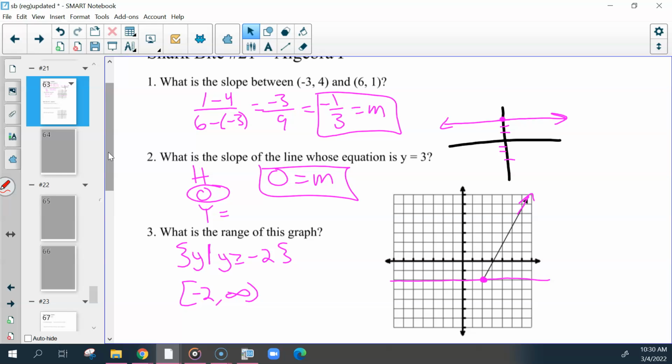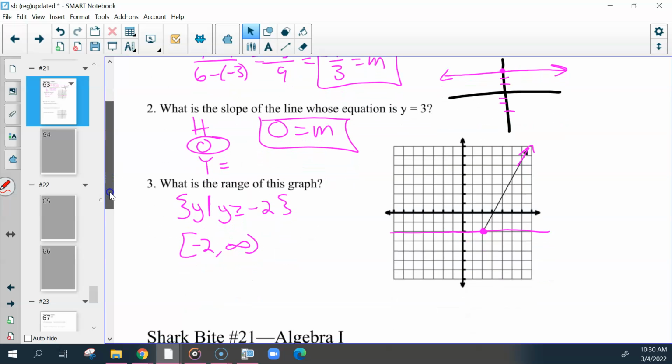Number 2, when it asks about the slope of the line, you have to remember a couple things. You could graph this, but if you remember your horizontal lines have 0 slope when y equals whatever. Because it's a y equals, this would be a horizontal line, so your slope is going to be 0. Question on the second one.